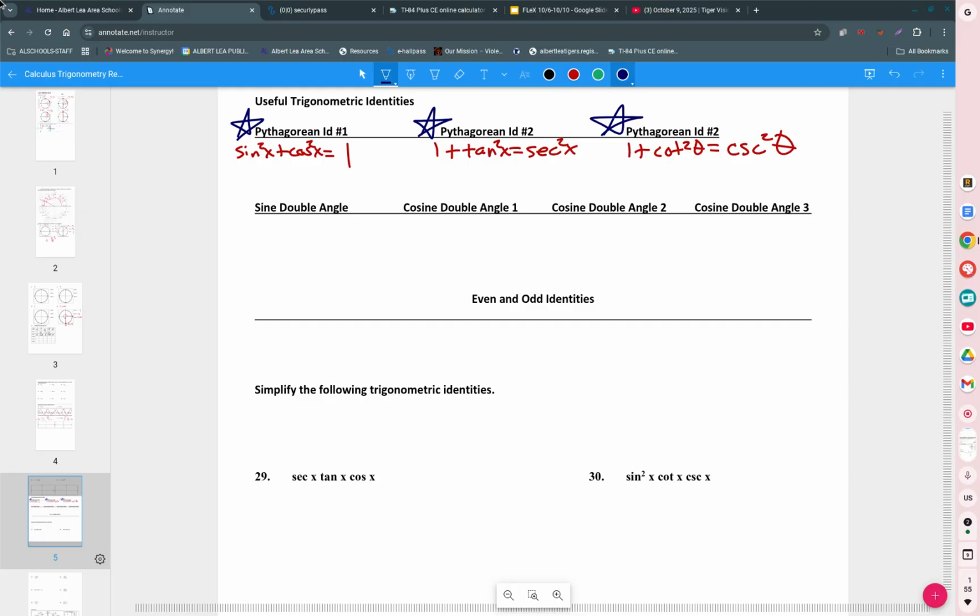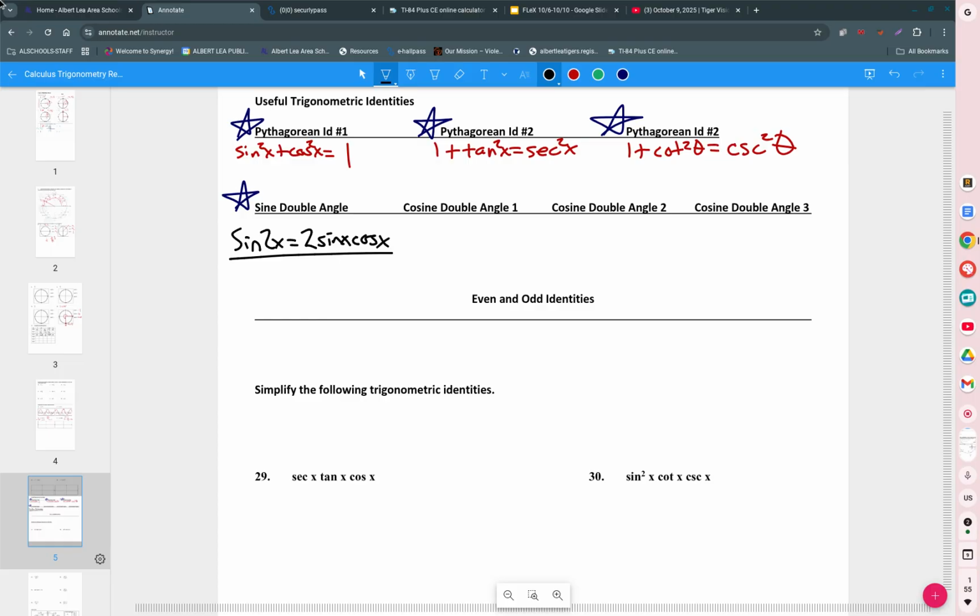For the double angles, I will only hold you accountable to the first one. And what that means is the sine of 2x is equal to 2 sine of x times the cosine of x. That formula is important.